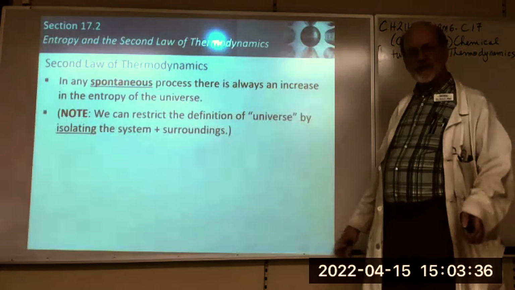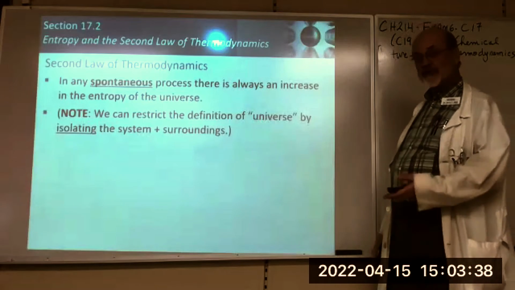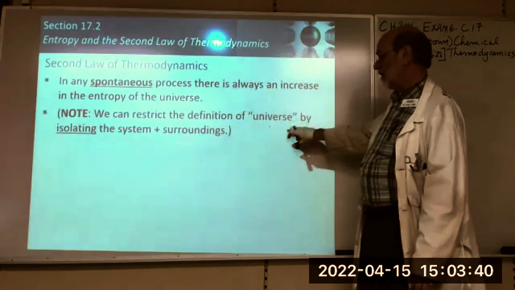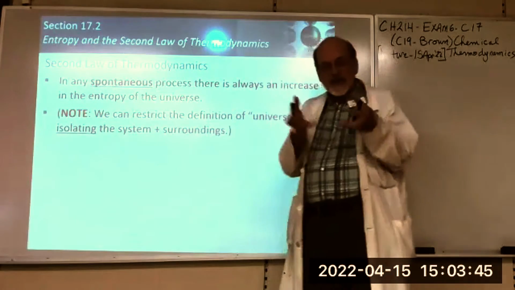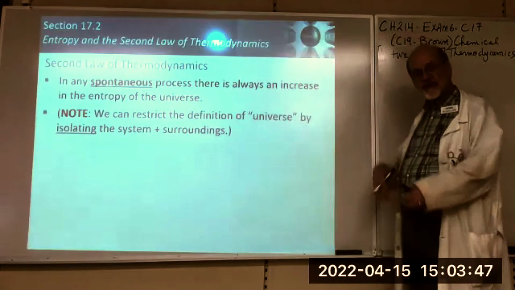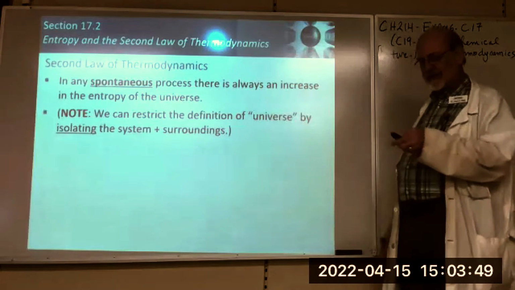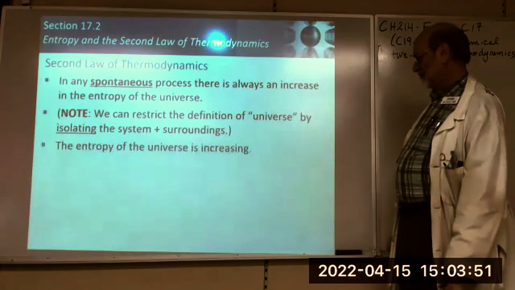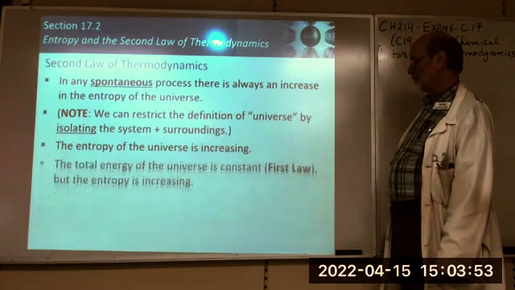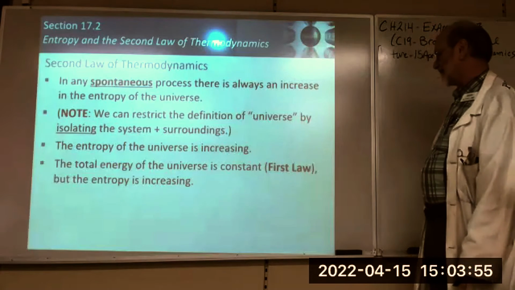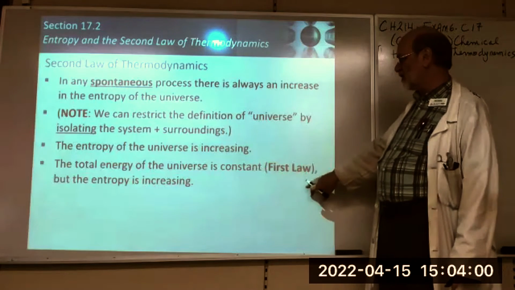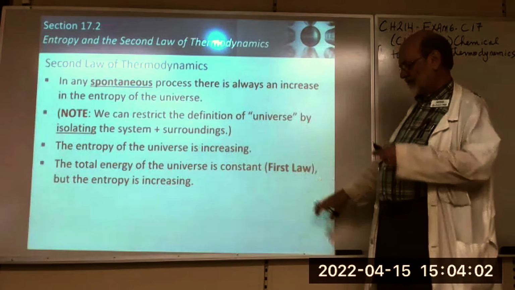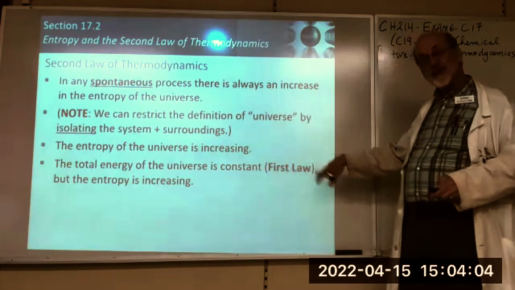Now, when we say universe, we can also restrict the definition of universe. All you have to do is isolate the system and its surroundings from everything else, and that's your little universe. Okay, so there's a big universe and there's a little universe. This was the first law, right? The total energy of the universe is constant. But the second law says entropy is increasing.